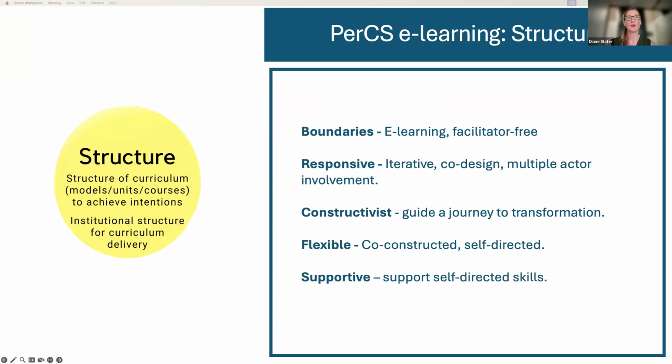We can also talk about structure. And when we think about structure for the PERCS e-learning program, we're thinking about the boundaries that apply. So the fact that it's an e-learning program and it's facilitator free. And then I want to highlight here that one key thing that we had to consider in the structure of this program was how to support the self-directed learning experience for the physiotherapist, because it is facilitator free. And so by keeping that in mind as we were designing our activities, we can come back to our descriptions of structure and make sure that we're remaining in line with the curriculum framework.